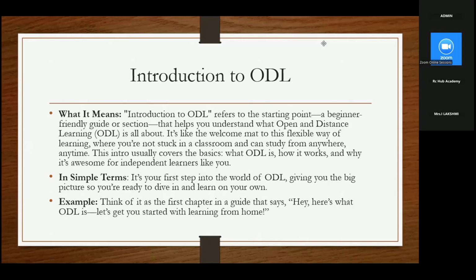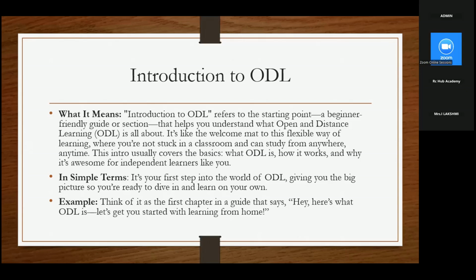And this covers how open and distance learning is going to work and why it has become awesome for an independent learner, which is very important. It is not sitting in a classroom and learning. It is called independent learning. I'm going to learn independently and I'm going to make it a process. So this is what comes here. It is called ODL, that is open and distance learning.